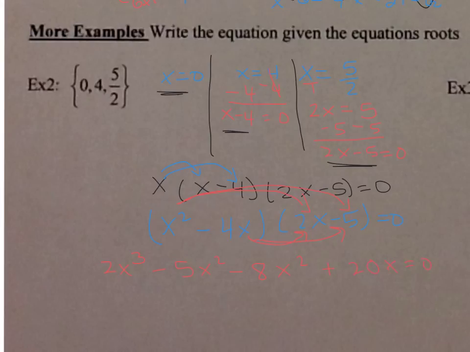And so now I'm going to clean up the middle right here by combining like terms. And I get 2x cubed. And then negative 5x squared minus 8x squared is negative 13x squared plus 20x is equal to 0. And that is my final answer.